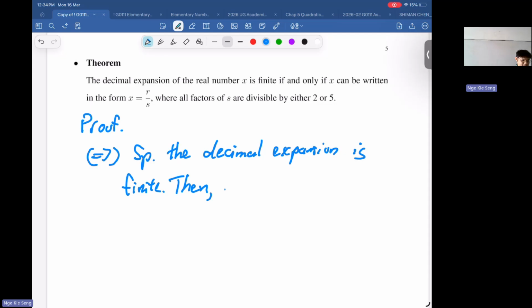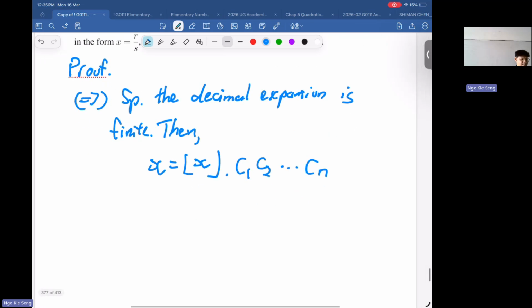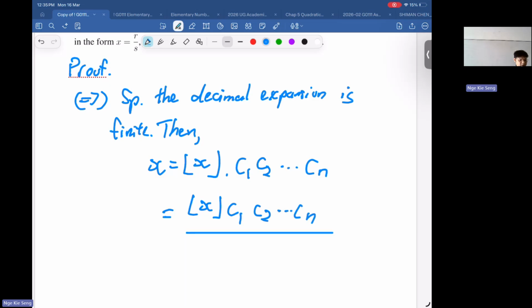Okay, then x can be written as the floor dot C1 up to some n. Okay, stop somewhere. But then what does this mean? This just means that I can rewrite this whole thing as this over 10 to the n. Right. And from here, if you just do simplification, what sort of simplification?